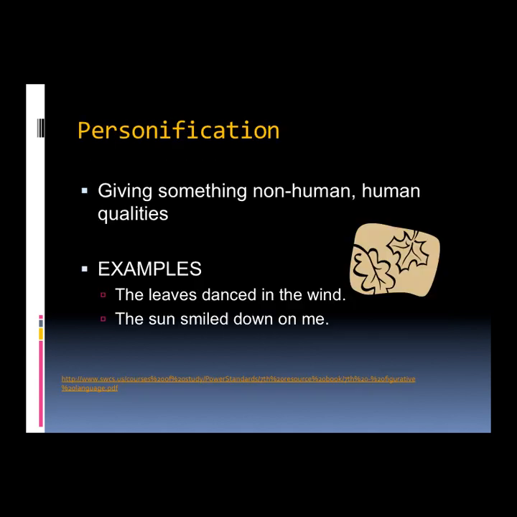The next form of figurative language we will talk about is personification. Personification is giving something non-human human qualities. For example, the leaves danced in the wind, or the sun smiled down on me. Another example would be the wind whistled to me. In these cases, the leaves, the sun, and the wind are not actually dancing, smiling, or whistling, but with this personification, other people can understand and see the language that we are trying to portray.